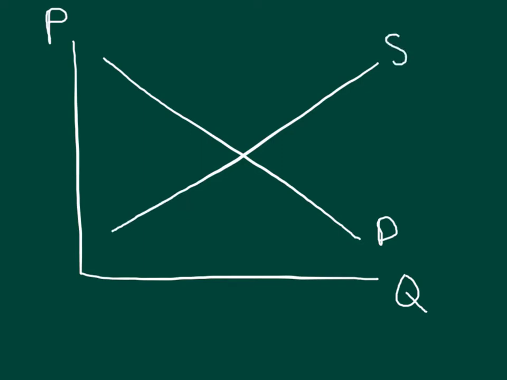Now, equilibrium in science means balance. In econ, it means the point where the quantity supplied equals the quantity demanded, where the two curves cross. It's right here. We call that price the equilibrium price. At that price, quantity supplied equals quantity demanded, and the market will clear itself out. This point is also called the equilibrium quantity.